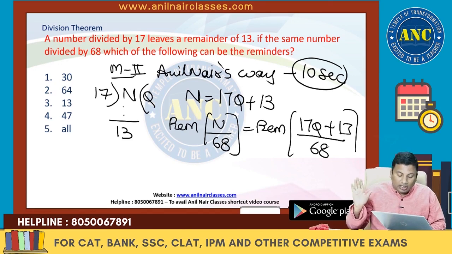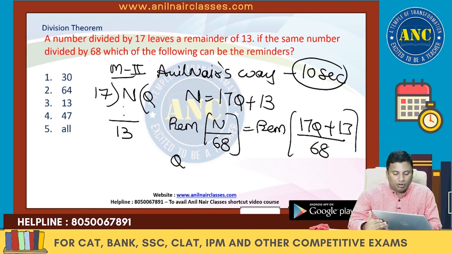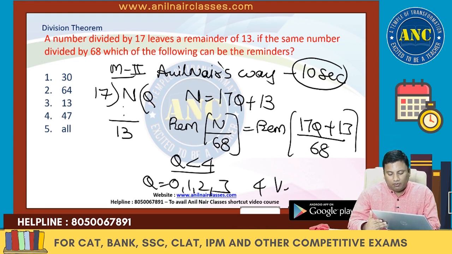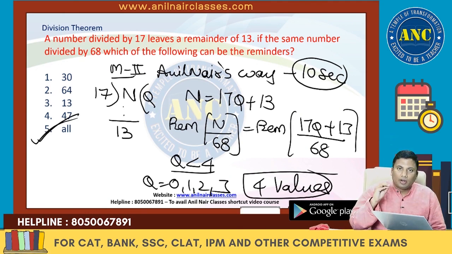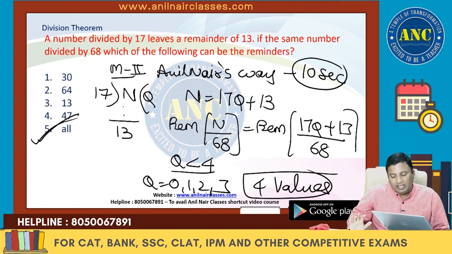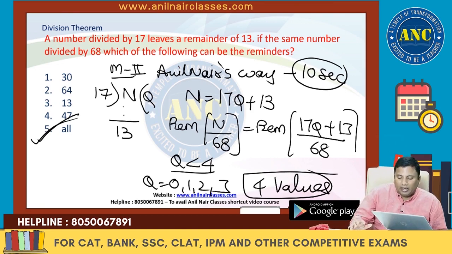Am I right? Take all the values less than 4. Q has to be less than 4. Q can be 0, 1, 2, 3. The answer is 4 values I will get. Again I am repeating the question, the root cause of the problem: 17 into Q plus 13 by 68.